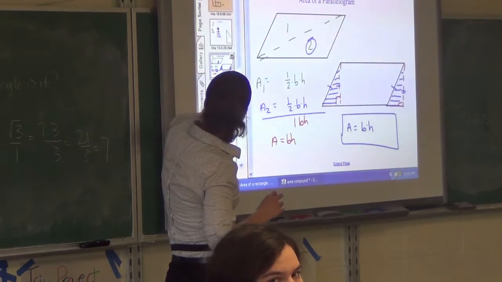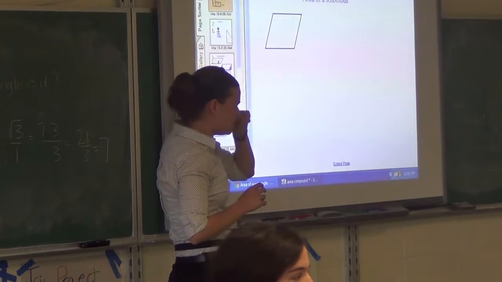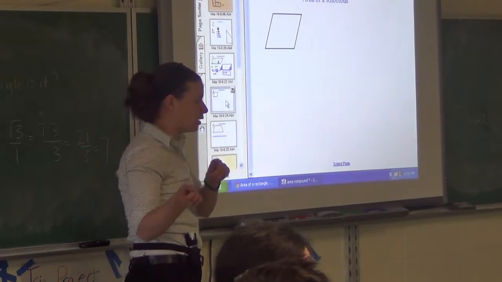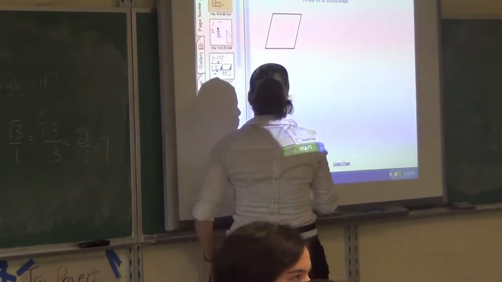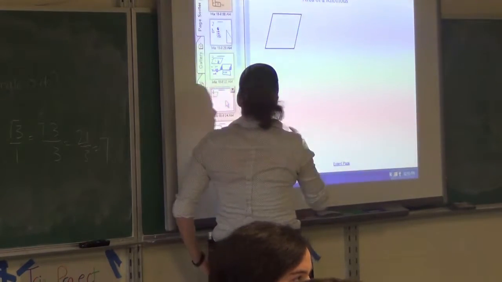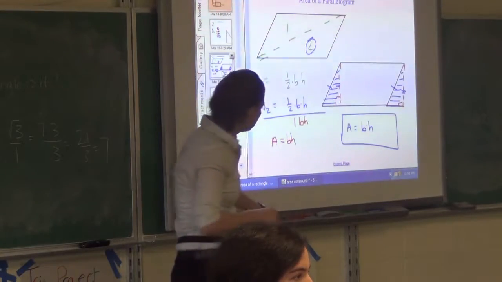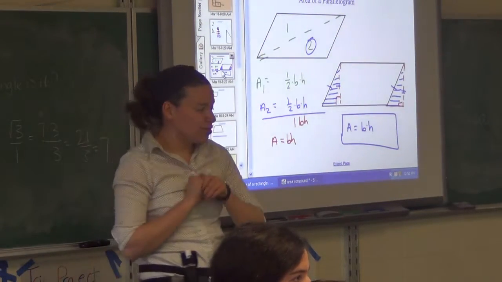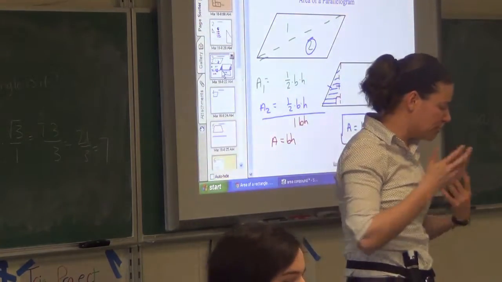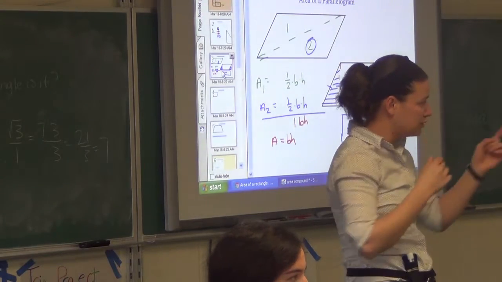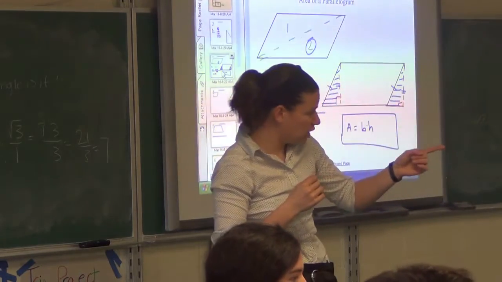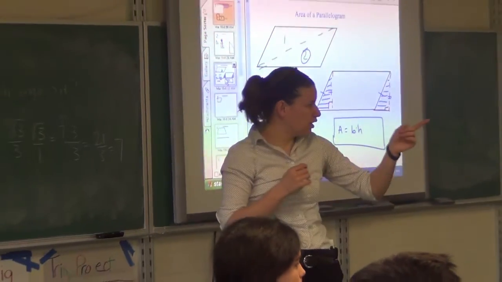We're ready to start another one. Our next one is a rhombus. Before we do what we just did with parallelogram, let's think about rhombus. What do we know about a rhombus? What are things that we know about a rhombus? All 4 sides the same. Okay, yes. What else do we know about a rhombus?